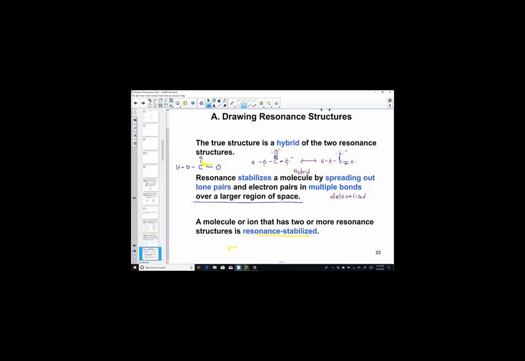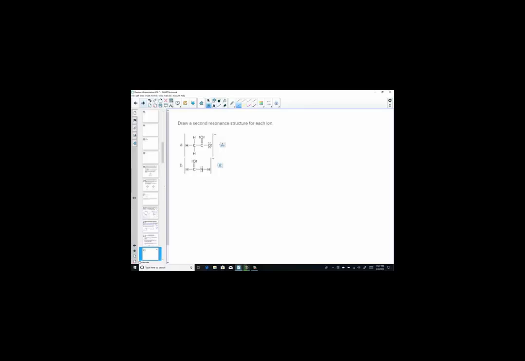When you mix blue and yellow, what do you get? Is that green? It's not that green is sometimes blue and sometimes yellow, but it's a hybrid of both. That's what a resonance structure is.